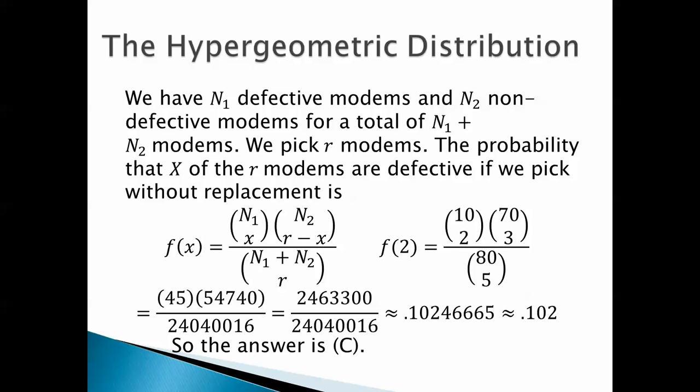So we've got 10 choose 2 times 70 choose 3, all over 80 choose 5. That works out to be 0.1024, etc., or roughly 0.102. And so the answer is C.